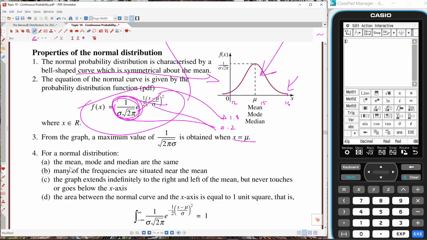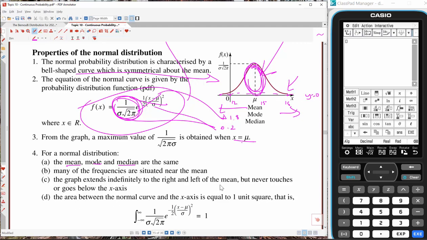For the normal distribution, the mean, mode, and median are the same. Many of the frequencies are situated near the mean, so you can see there that lots of these things happen around the mean. The graph extends indefinitely to the right and the left of the mean, but it never touches or goes below the x-axis. That is, it has an asymptote at y equals 0.